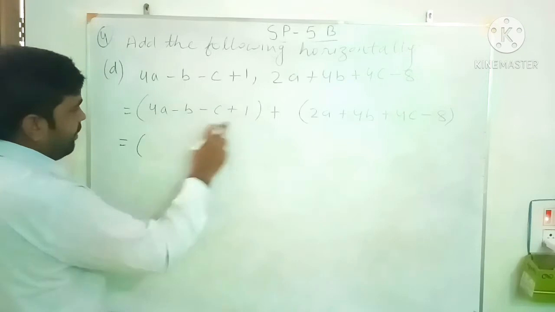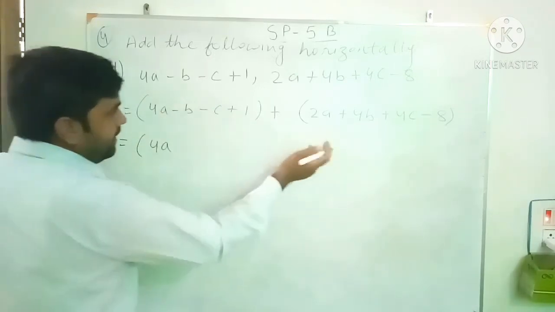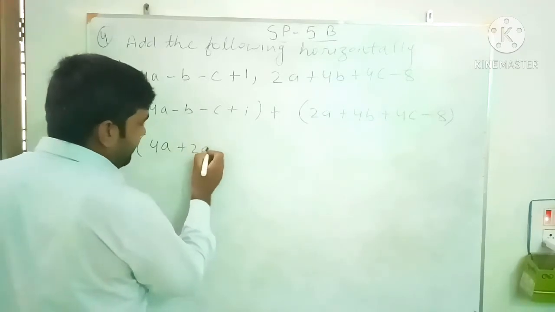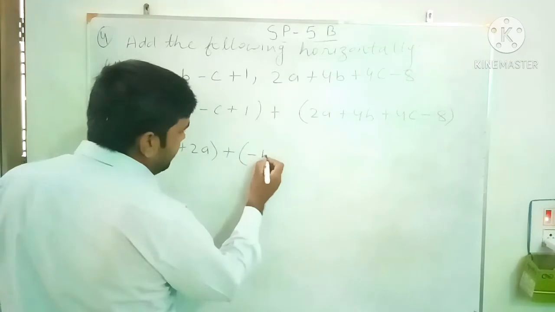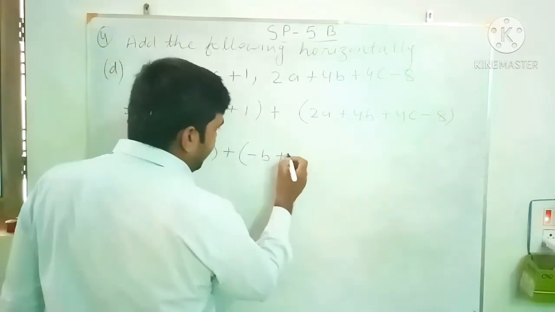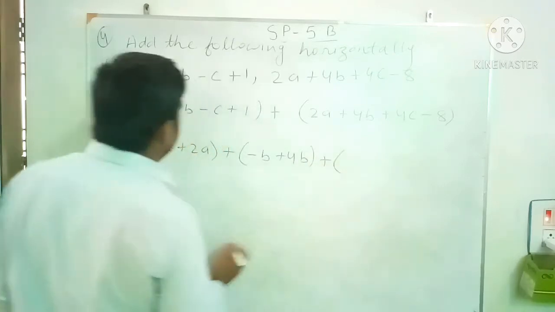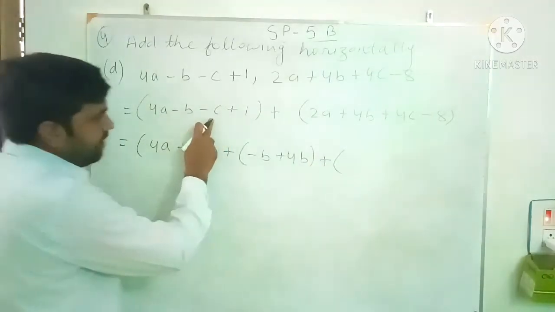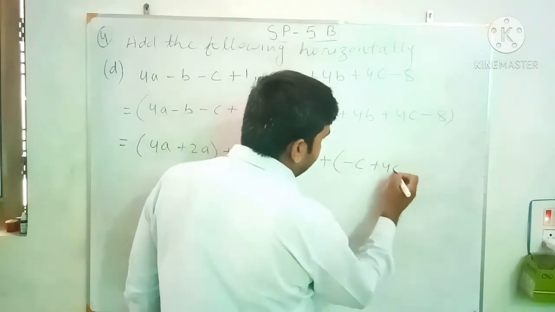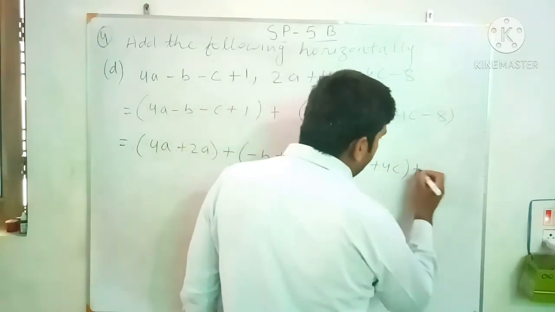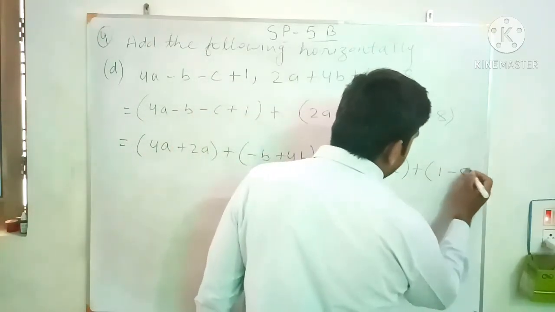Now in the first bracket we make a group of variable a. In the first polynomial the term containing variable a is 4a. In the second polynomial there is 2a. Now plus the second group of variable b: minus b, and in the second we have 4b. Plus the third group of variable c: in the first polynomial the term is minus c, and in the second polynomial plus 4c. And the fourth group is of the constant terms, plus 1 and minus 8.